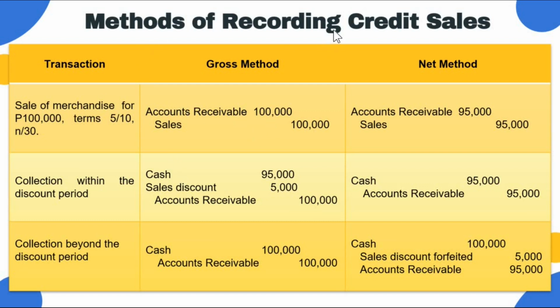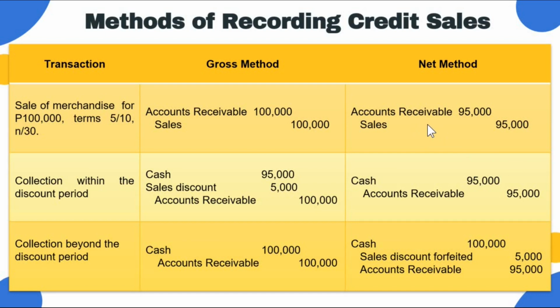Now let us go to the methods of recording credit sales. So we have 2 methods of recording credit sales. One is the gross method, the other one is the net method. So ano yung kaibahan ng dalawa? So based sa pangalan pa lang, pag gross method class, you do not deduct yet the discount. So you're going to recognize your sales at gross amount. Tapos pag net method naman, i-deduct na natin yung possible discount. So deducted na siya, yung possible discount.